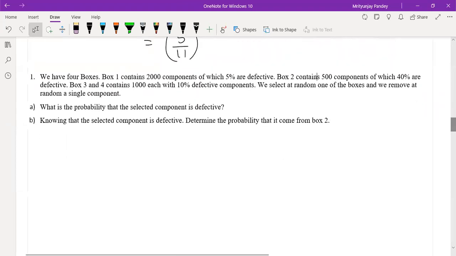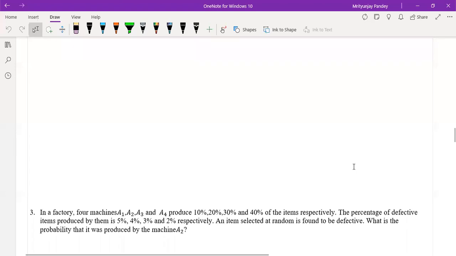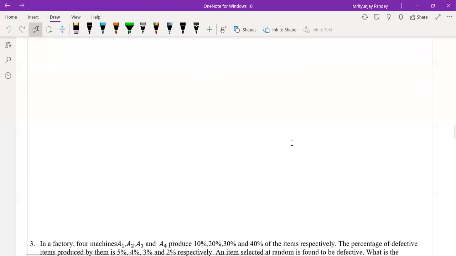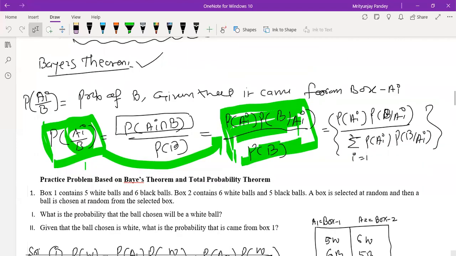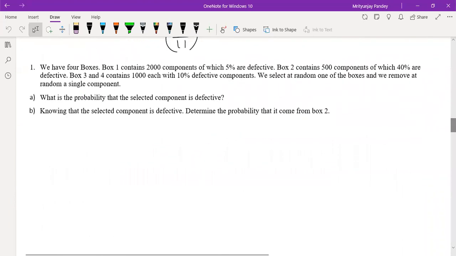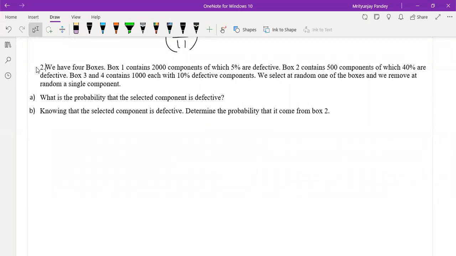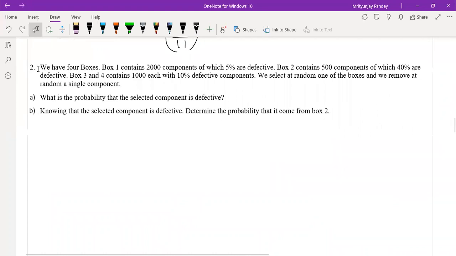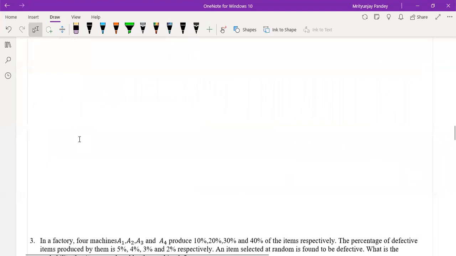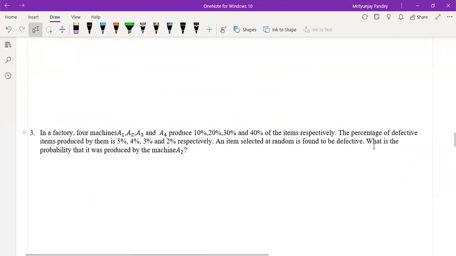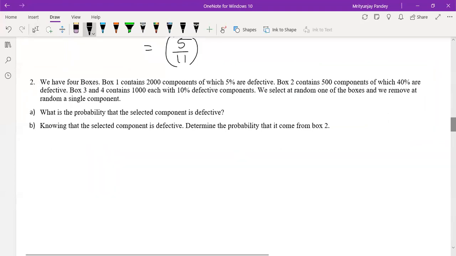Okay, so let's see another example. Yes, so read this question properly. Now question number 2. So we have 4 boxes. So first of all, make 4 boxes.